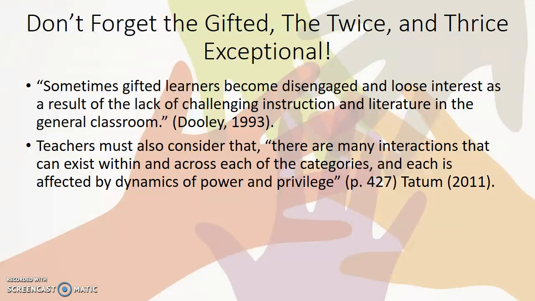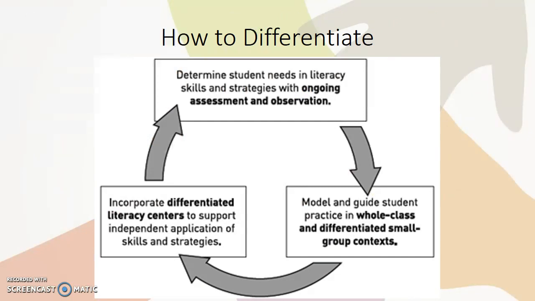Another thing discussed is the twice or the thrice exceptional. You can have a gifted learner that is an English language learner, but gifted and talented in another subject. So you have to always differentiate accordingly to whichever need the student may have. And teachers must also consider that there are many interactions that can exist within and across each of the categories of diversity that students are classified under. So here is a little graphic just to show you how to differentiate.